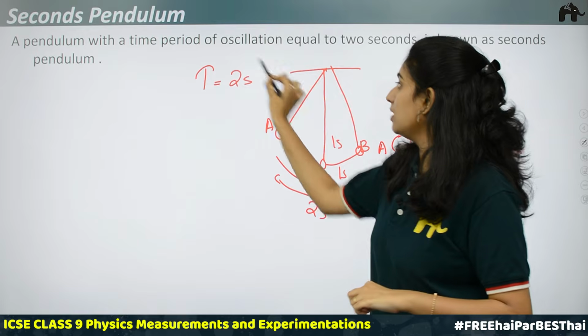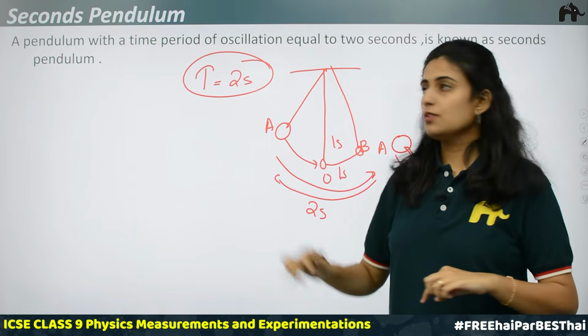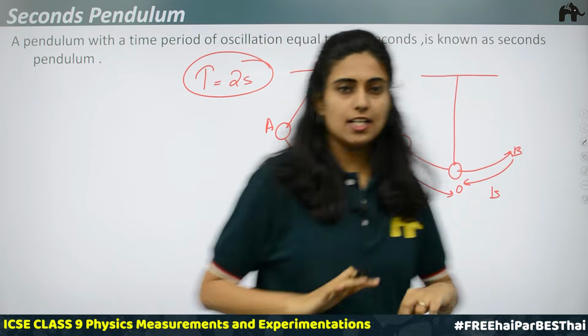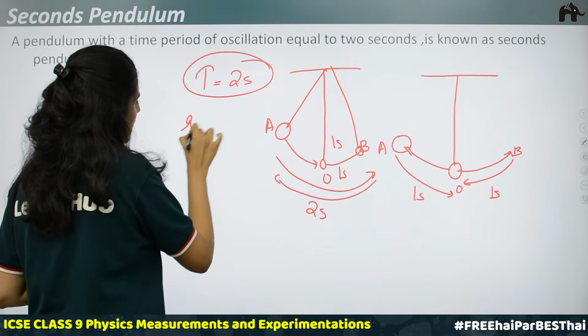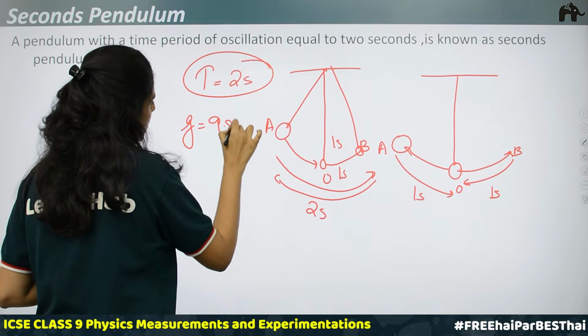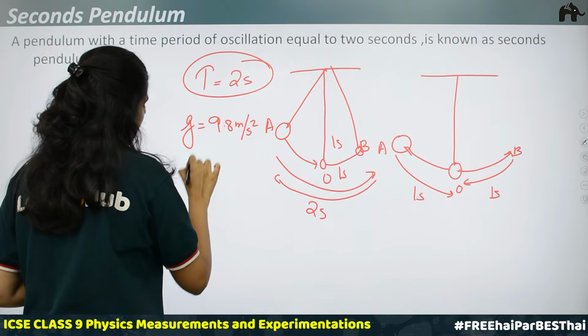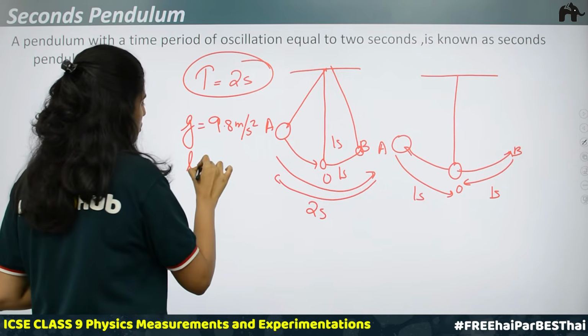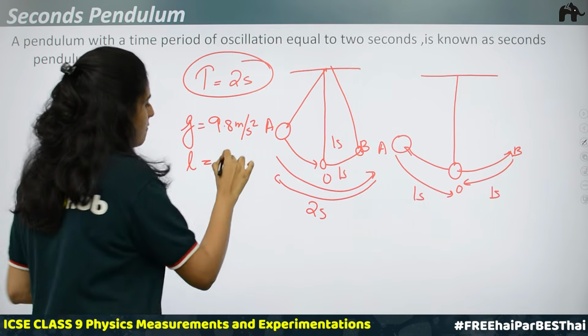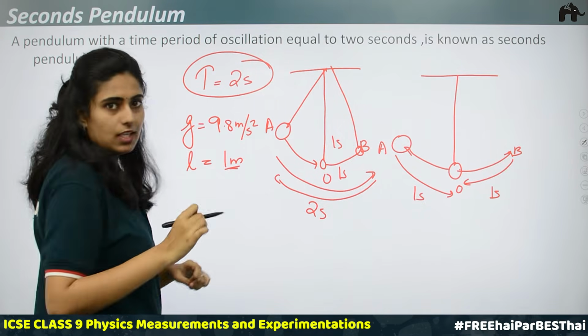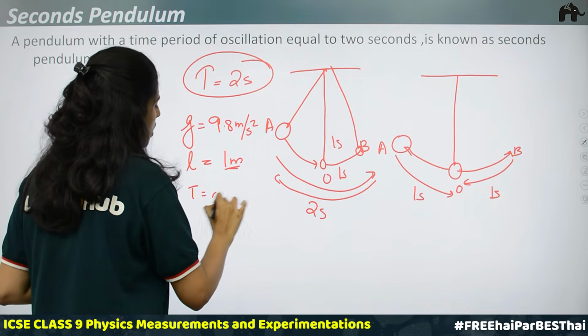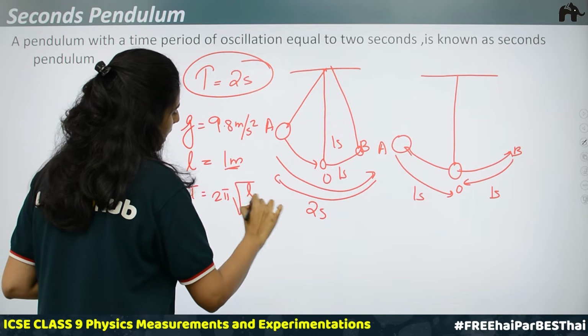Here, the time period will be 2 seconds. So, for a normal pendulum that is considered when acceleration due to gravity G is equal to 9.8 meter per second square, you will be having the effective length L value to be equal to 1 meter. Okay, we have the relation T is equal to 2 pi root of L by G.